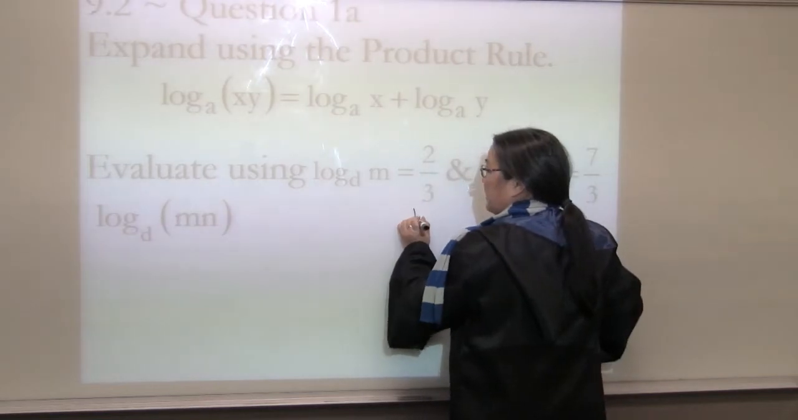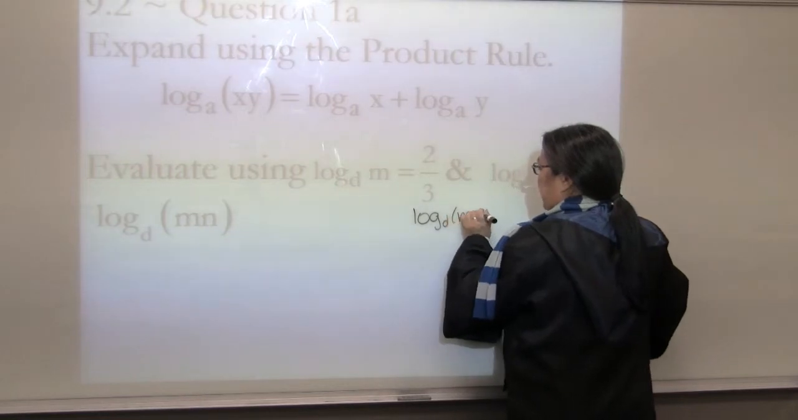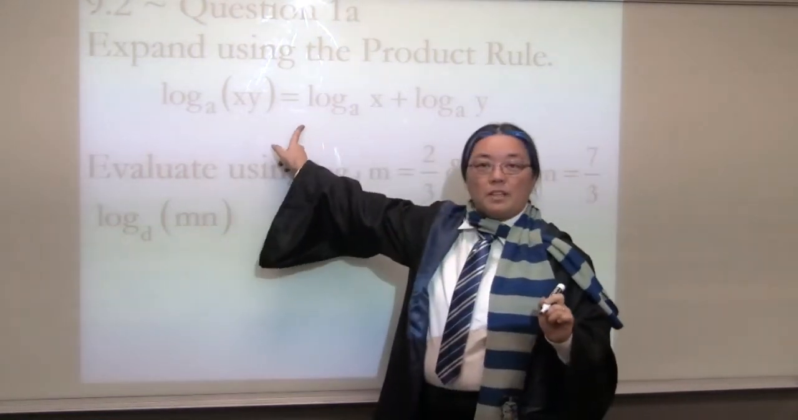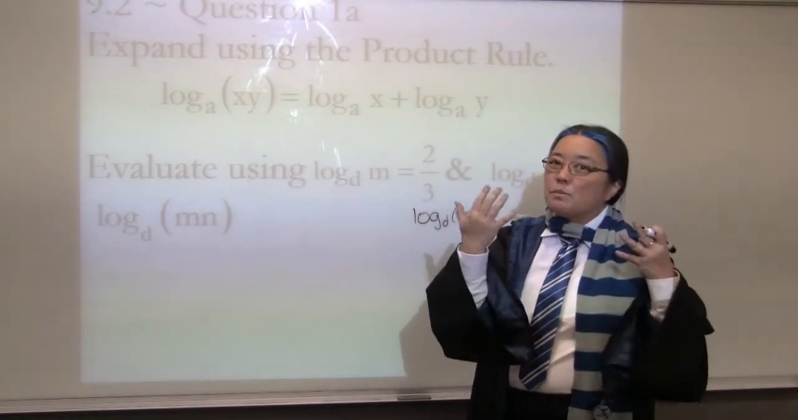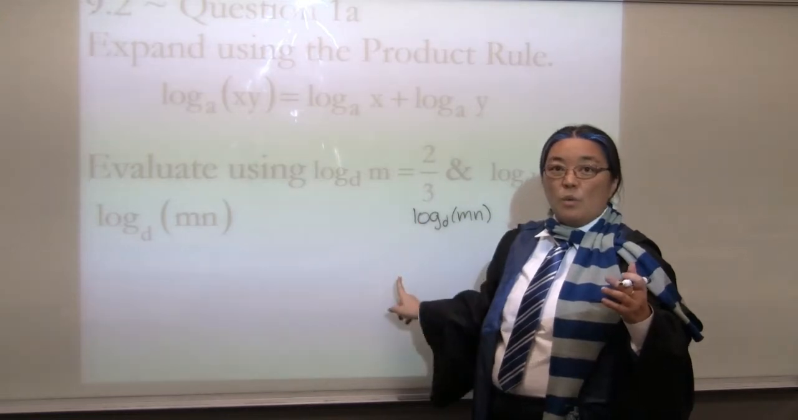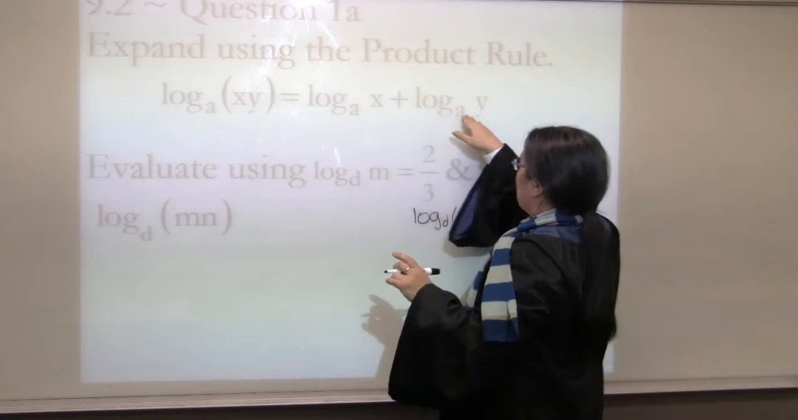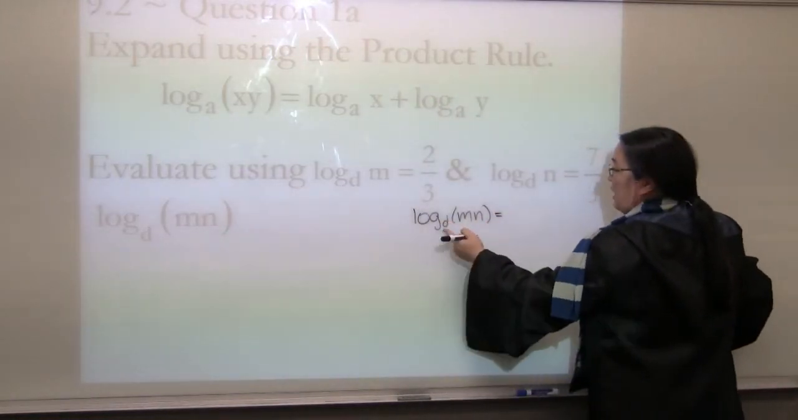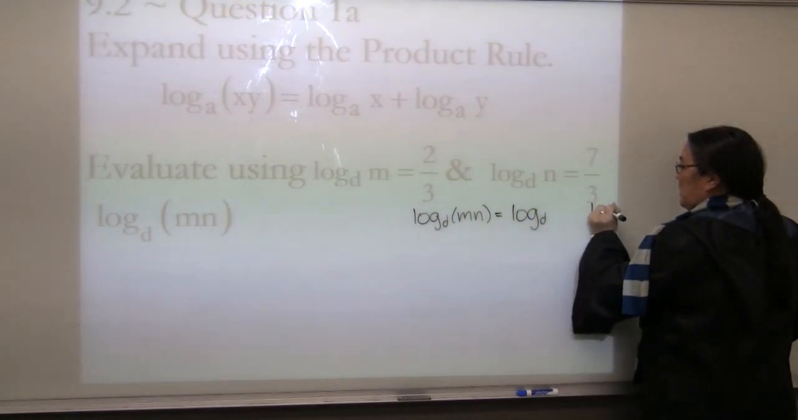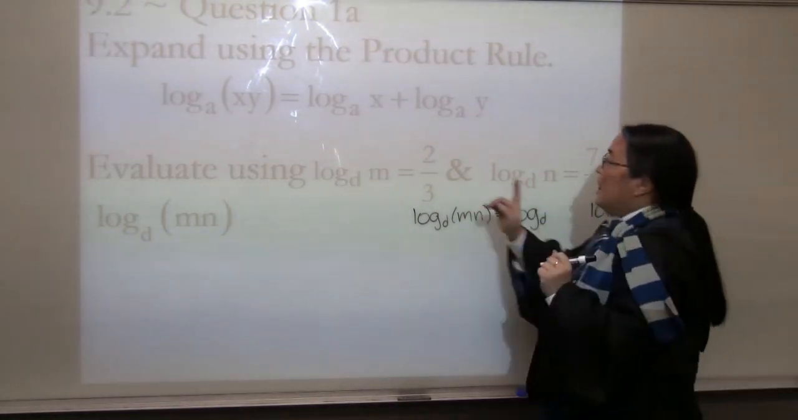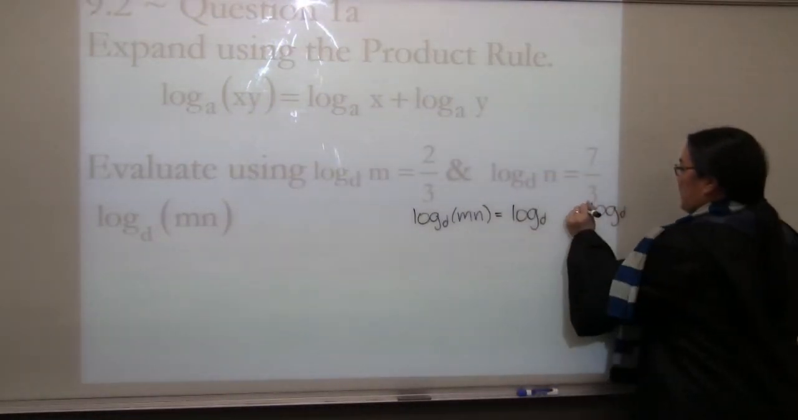So we're going to have log base d of m times n. They have a formula here, log base a of x times y, and this is what you do. All you have to do is match up the pattern with this. So you'll notice log base a, log base a, log base a. So ours is going to have log base d, and log base d. This says multiply, but I really add.